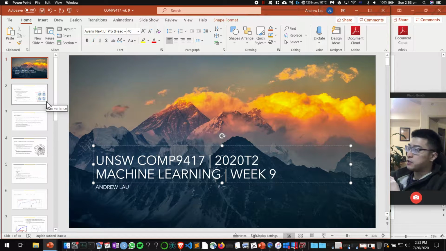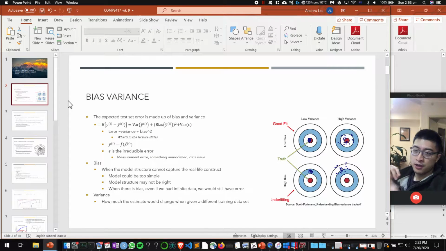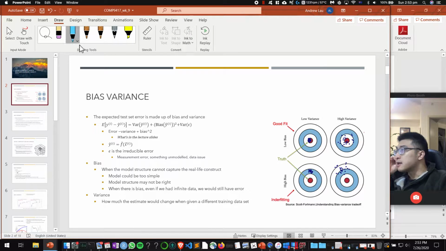So this week we'll be talking about the bias variance trade-off as well as some ensemble methods. So things like your random forest and your boosting. So first off, let's talk a bit about bias variance. I know I've touched on it in previous weeks, but let's talk about it a little bit more.